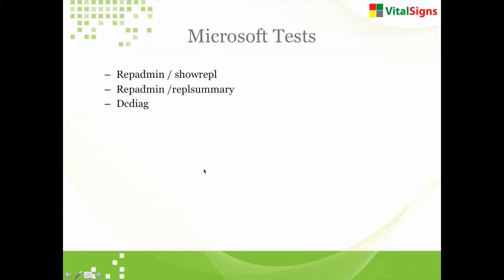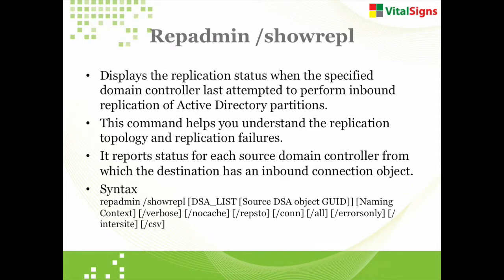Okay, so first we have a couple of Microsoft tests. Now, there's the Repadmin command, and you can start it up using a couple of different flags. /showrepl, I don't know how to exactly pronounce that, but what this does is displays the replication status when the specified domain controller last attempted to perform inbound replication of Active Directory partitions. And this command can help you understand the replication topology and various replication failures. And it reports the status for each domain controller from which this destination has an inbound connection object.